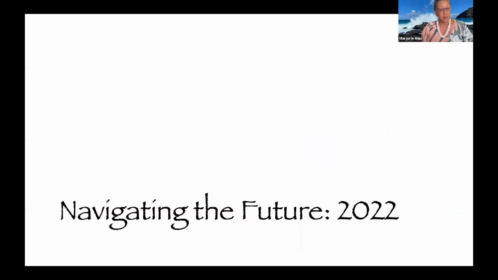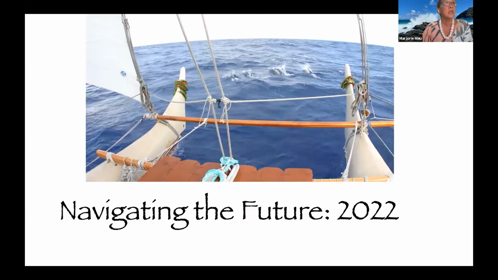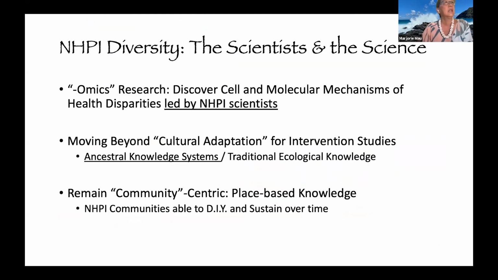So now I'm going to move on to navigating the future in 2022. And what better way to navigate than through wayfinding? This is the bow of Hokulea on our way to Micronesia. And the nai'a, the dolphin. I don't think I had that on my glossary of Hawaiian terms. I'll have to add that.